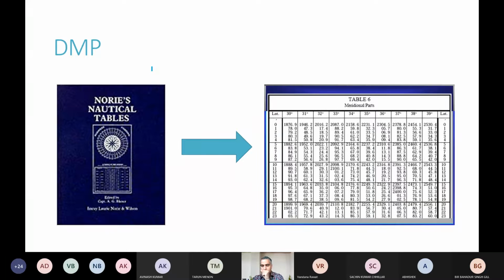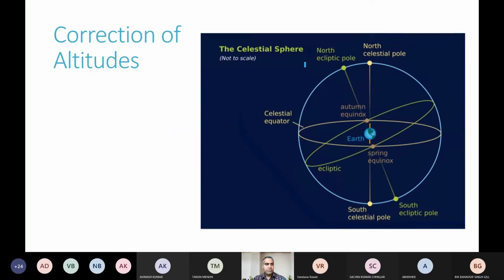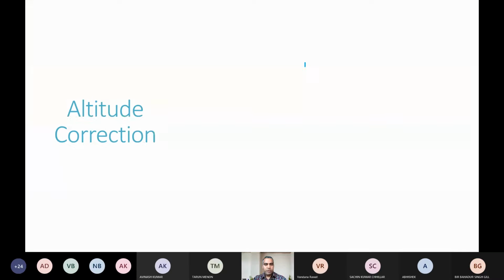Okay, that's good. So Mercator sailing is based on meridional parts, which we can obtain from the Norie's tables. So that's done. Now, for today, the first topic is altitude correction. So we will just refresh the altitude correction, and then we will go into the almanac and see from where we can pick up all these corrections.